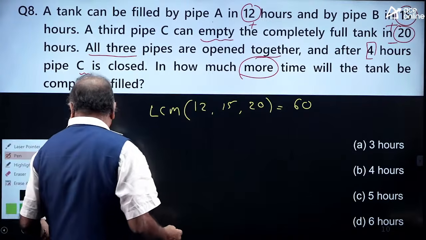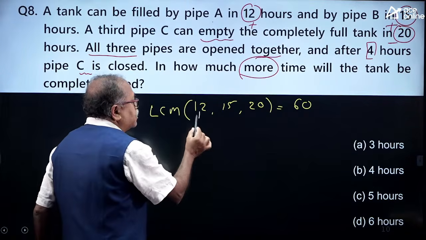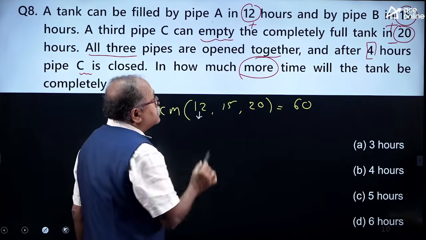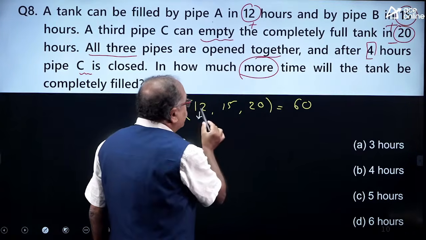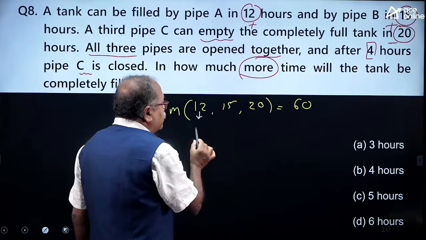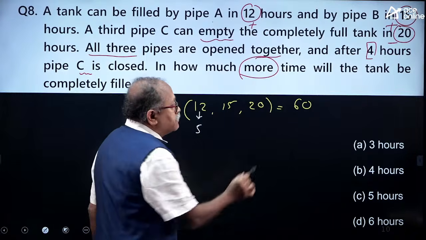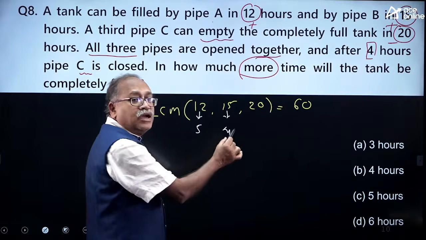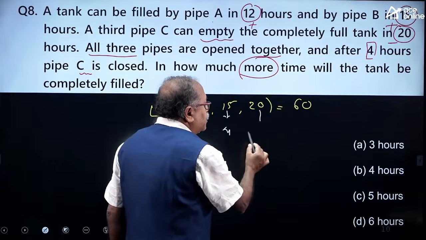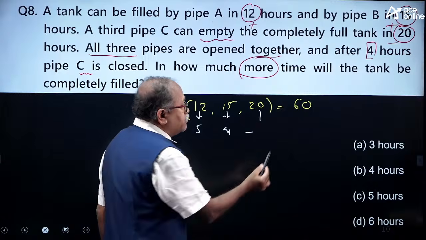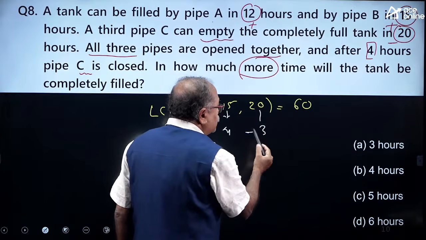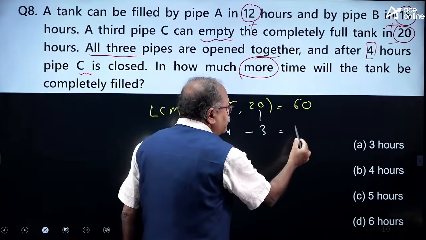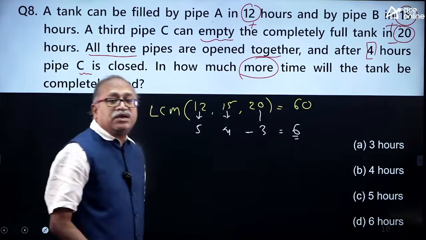So, here the pipe A fills the tank. The total is 60 units. It takes 12 hours. So, 60 divided by 12, that's 5 units per hour. For pipe B, 60 divided by 15, so per hour 4 units. And pipe C is the empty one. It empties how many units per hour? 60 divided by 20, that is 3 units. If all the 3 are running, that is 9 minus 3, so 6 units get filled.